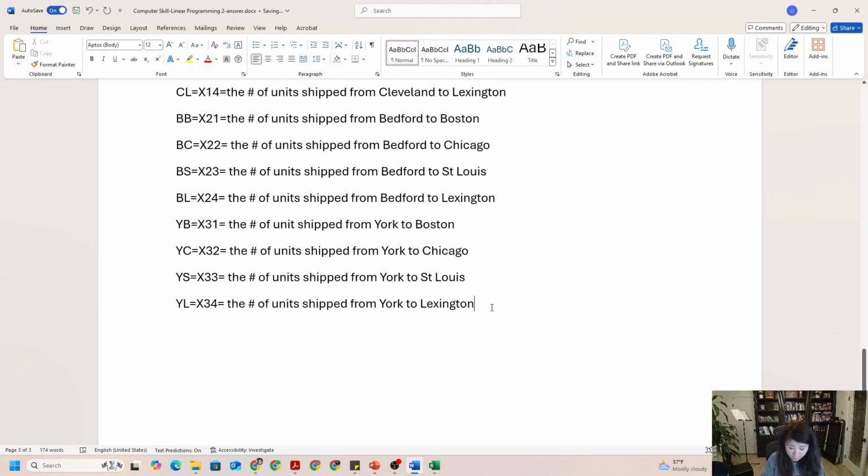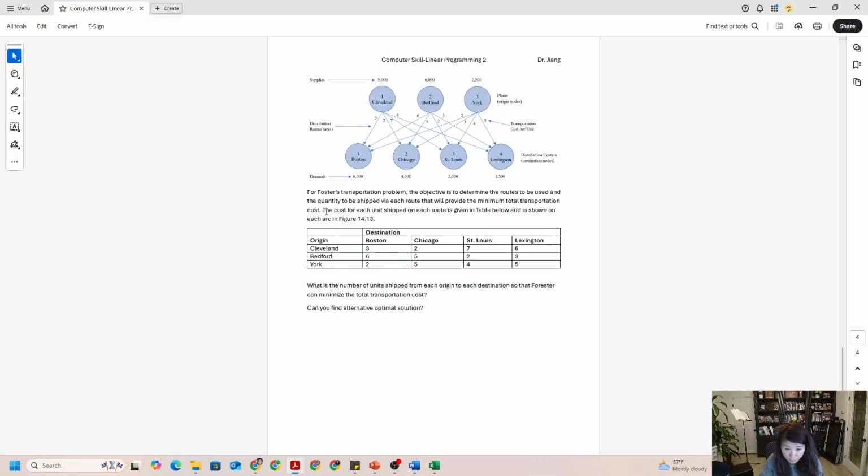And then the next is my objective function. As we read in the case, we try to minimize the cost. The case is to determine the routes to be used and the quantity shipped to minimize the total transportation cost. So now we're going to look at the transportation cost. If X11 represents how many we ship from Cleveland to Boston, and the per unit cost is 3, that would be X11 times 3. That gives us the total cost of shipping from Cleveland to Boston.